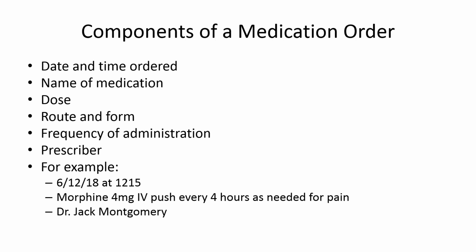A complete medication order will always include the following components: the date and time the medication was ordered, the name of the medication. Both generic and trade names are acceptable, but abbreviations should not be used. The dose, including units for the medication. The route, including form of the medication. For example, oral medications can either be pills or liquids. The order should specify the frequency of administration. This should include the time of the first expected dose. The name of the prescriber.